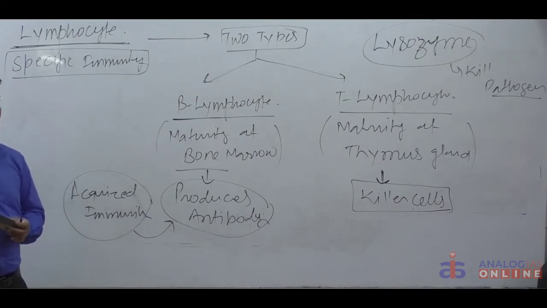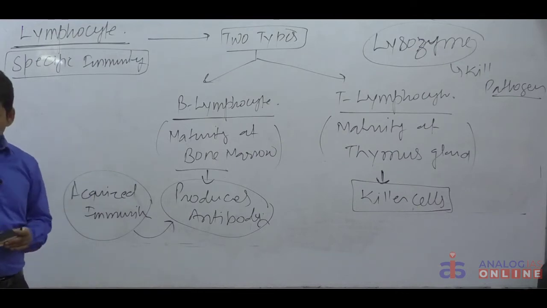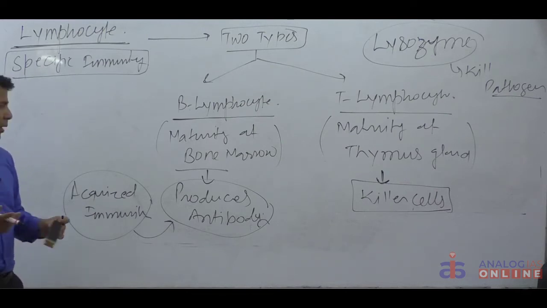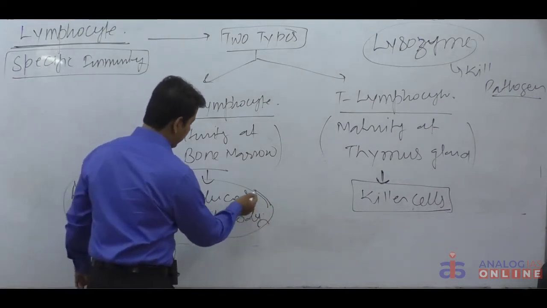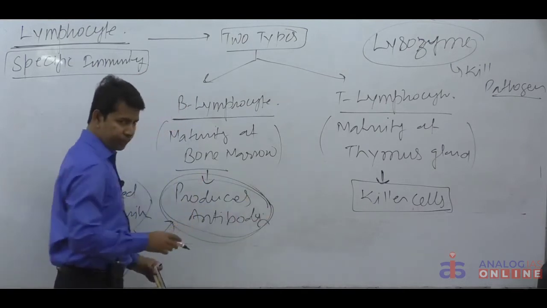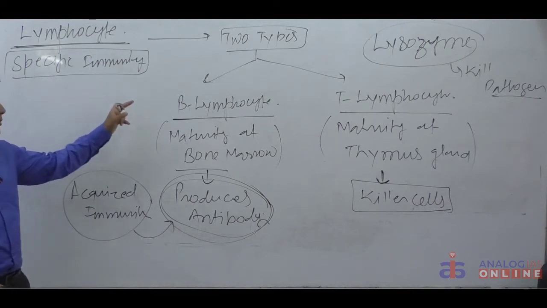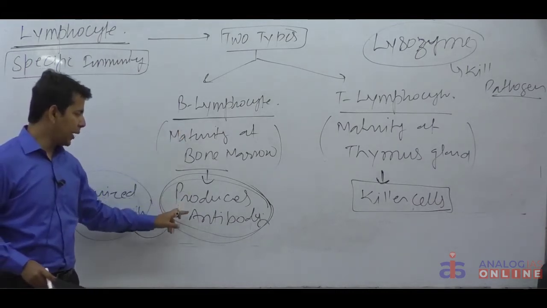And second, the T cell will go and get inside the cell and kill the pathogen, right? So the most important thing about immunity is to produce antibody, right? That is why the entire vaccination comes into play. In a vaccine, we have to put something so that the B lymphocyte can recognize it and produce antibody.